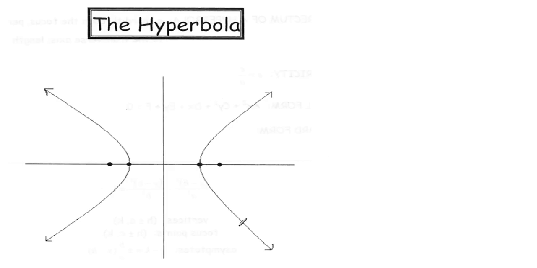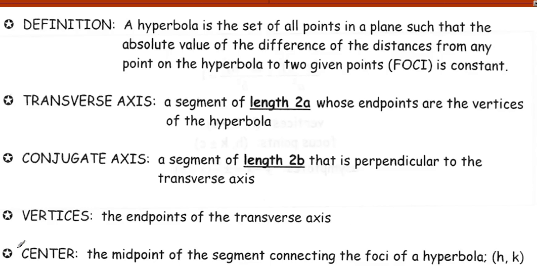Let's start off with the graph. So here's a graph of a horizontal hyperbola. Notice that it's got two pieces, so it's different from all of our other conic sections in that sense. And the two pieces look kind of like parabolas, although we'll see in a second they've got a distinct difference from parabolas. They can open left, right, up, or down. So let's look at the definition.